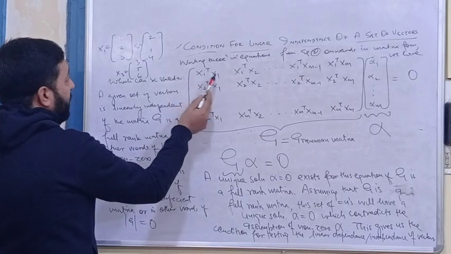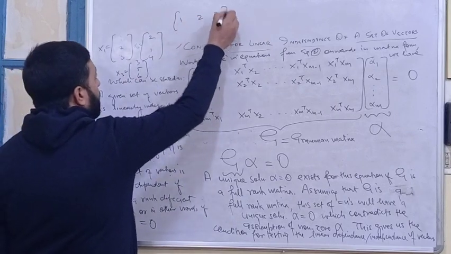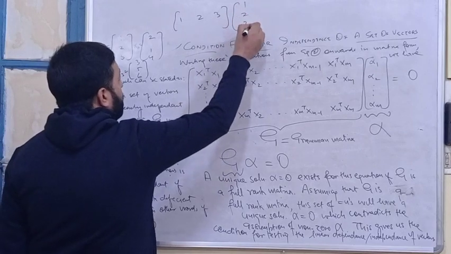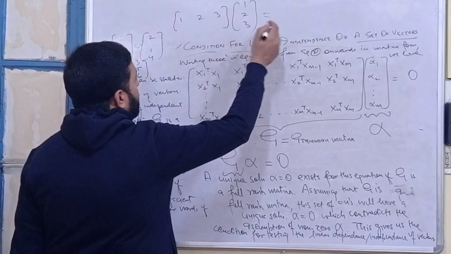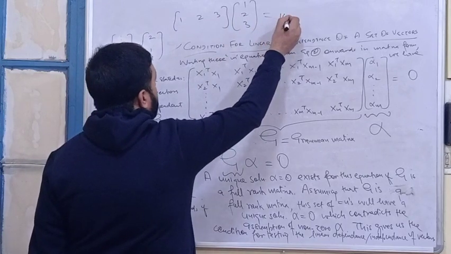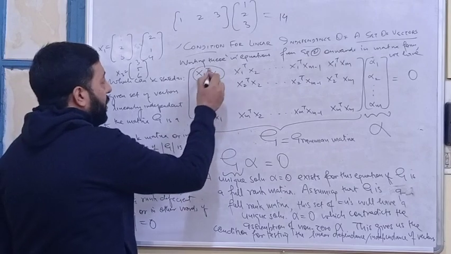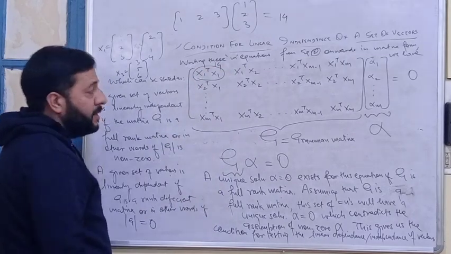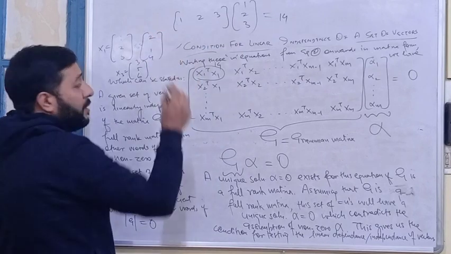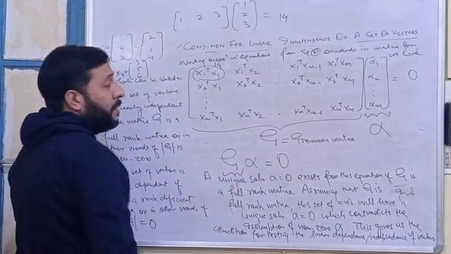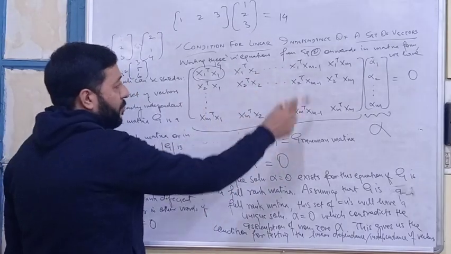x1 transpose into x1. x1 transpose क्या होगा? 1 2 3 into x1, that's 1 2 3. That's 1 plus 4 plus 9, that is 14. तो यहाँ पे इस एंट्री पे 14 आएगा. Then x1 transpose into x2 will come here, then x1 transpose into x3 will come here. इसी तरीके से ये पूरा मैट्रिक्स बनेगा.